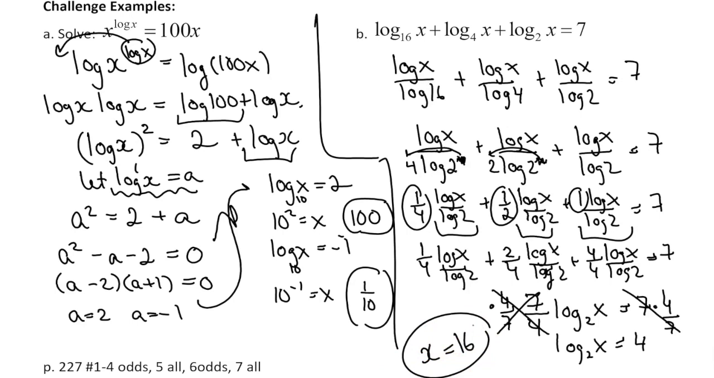which is just 16. Well, what would happen if you sub that in here? If you had 16 and 16 and 16, log base 16 of 16 is the number 1. Log base 4 of 16 is 2, and log base 2 of 16 is 4, and 1 plus 2 plus 4 equals 7. So we definitely did that correctly.